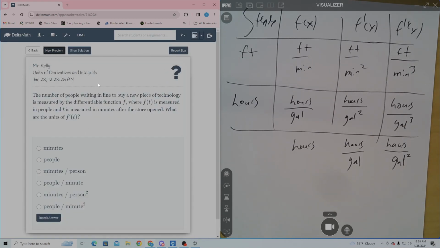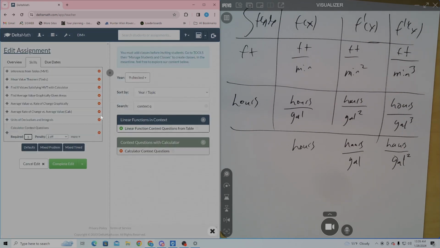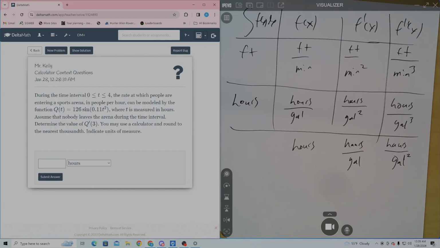Okay, I think we got the gist of that one. Context questions. These are great. These are honestly my favorite questions, and I gave you these for a reason, because a lot of the FRQ problems look exactly like this. And if you can answer these, you can do a lot. During the time interval 0 to 4, the rate at which people are entering Switzerland, and so on.